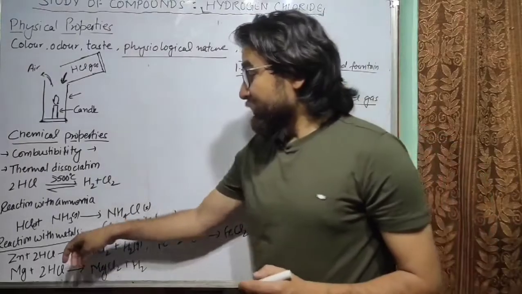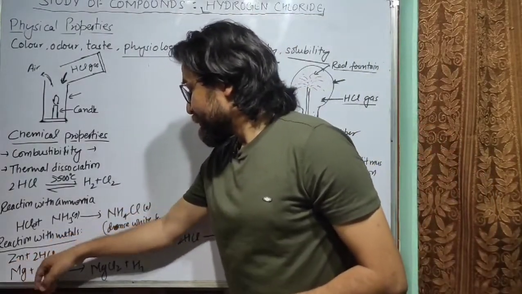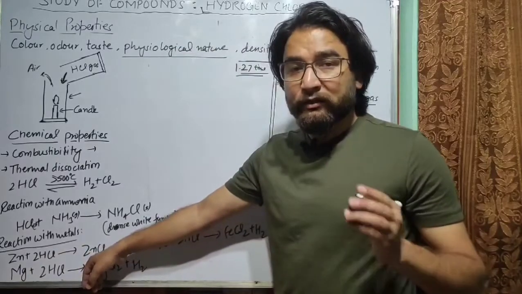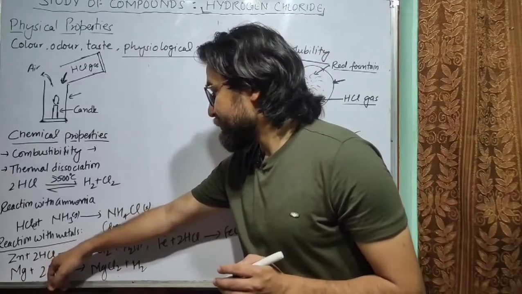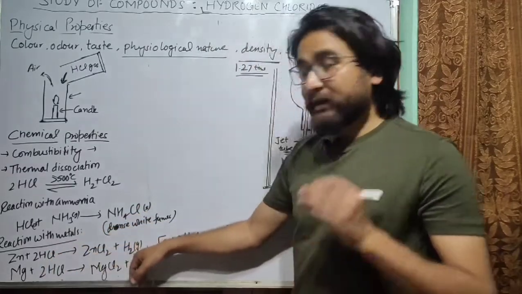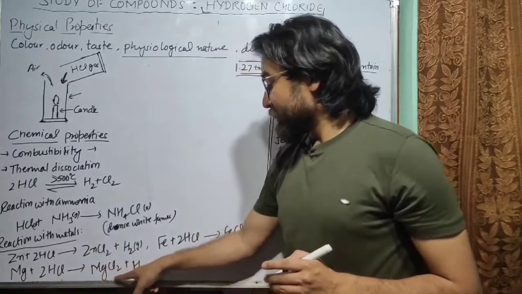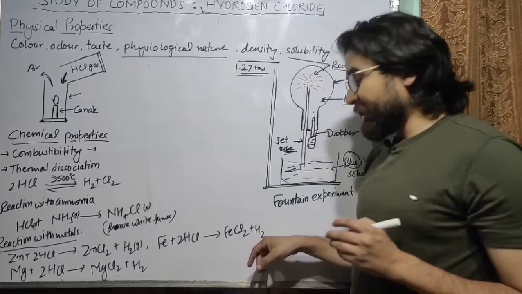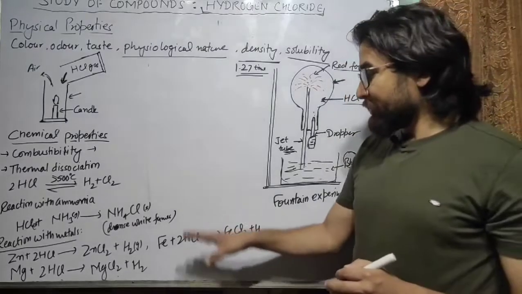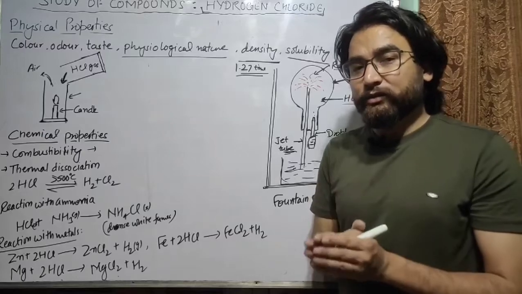Now if we talk about the reaction with metal, with metal it will form corresponding metal chlorides and hydrogen gas will be liberated. For example, zinc with HCl will form zinc chloride and hydrogen. Magnesium will form magnesium chloride and hydrogen. Similarly, iron will form ferrous chloride and hydrogen. So you can see the metals will form corresponding chlorides and they will liberate hydrogen.